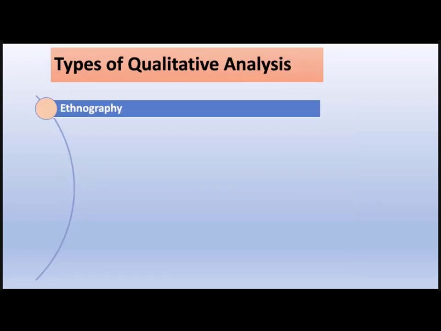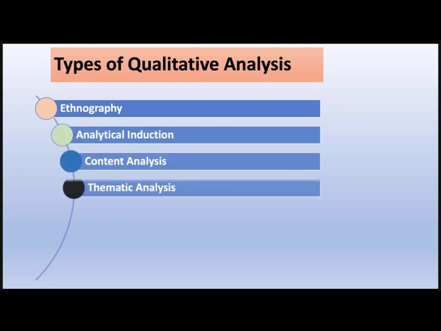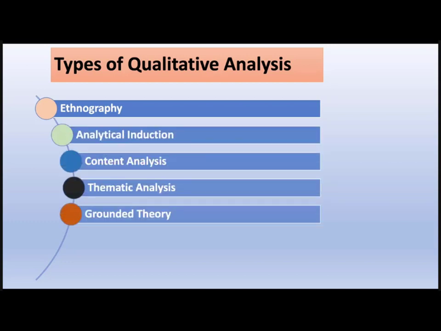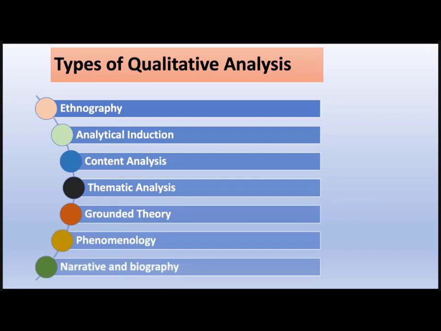So, types of qualitative analysis. I'm just quickly going through this preamble so that you understand what we're talking about when it comes to analyzing our data. So ethnography, analytical induction, content analysis, thematic analysis, grounded theory, phenomenology, and narrative and biography. You have probably heard all these names if you're a qualitative researcher or you're invested in that kind of research. We have different types of analyses that we talk about.